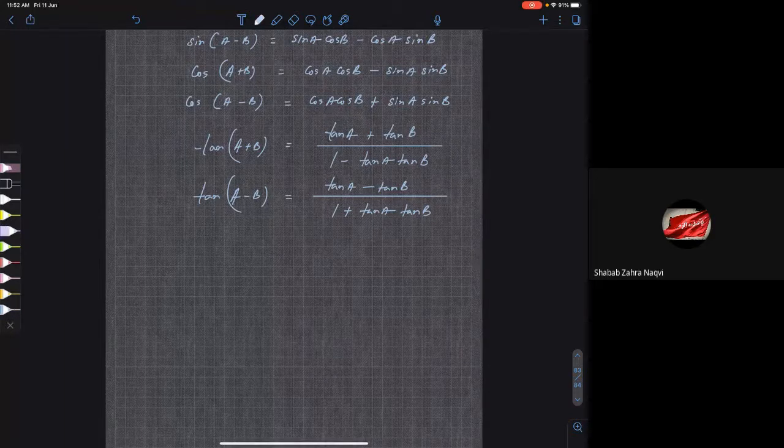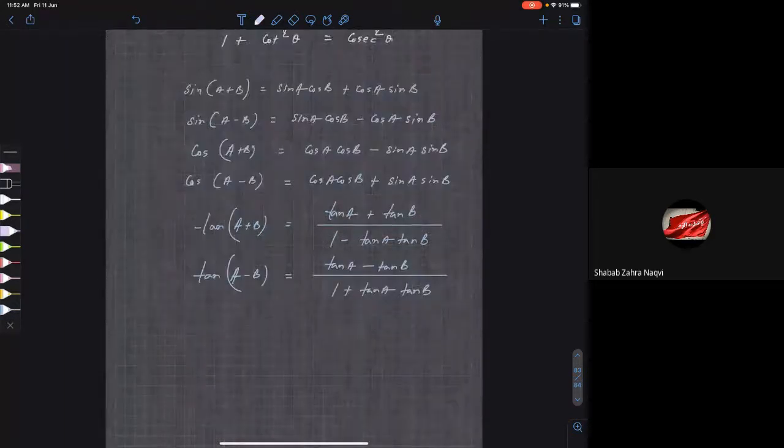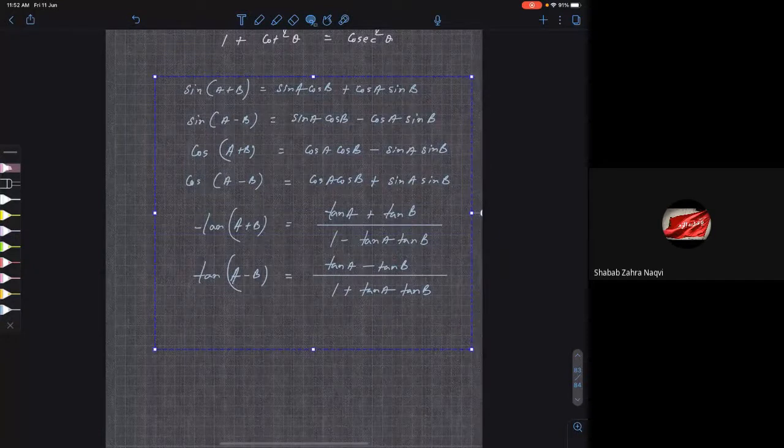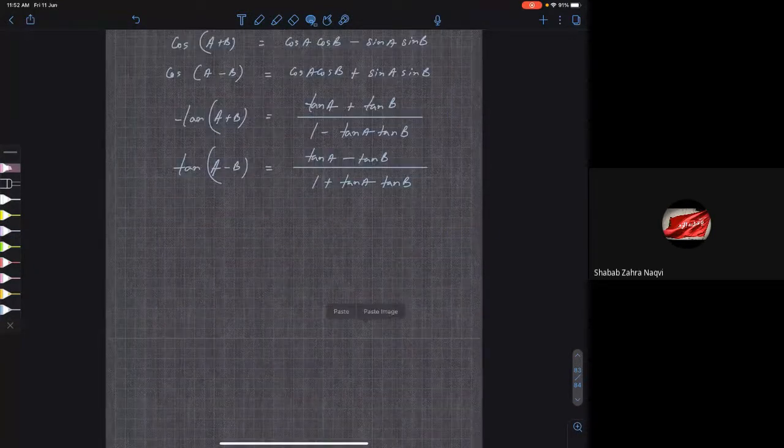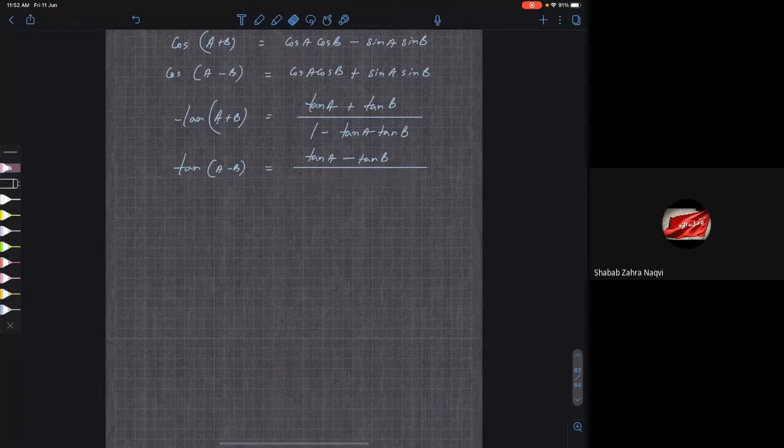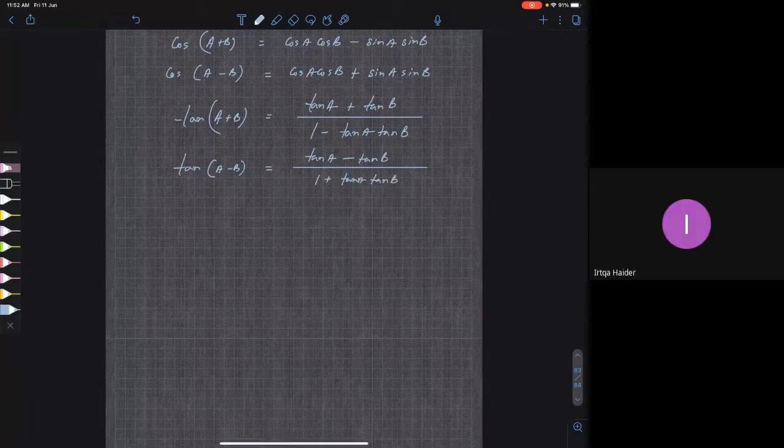Now let me come to this. Let me write it in the center here. Now tell me what is sine 2 theta? Sine 2 theta equals 2 sin theta cos theta.